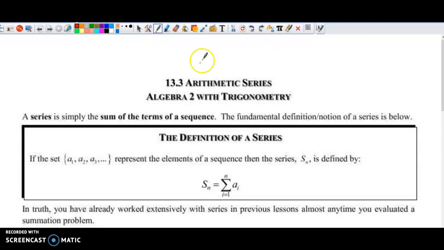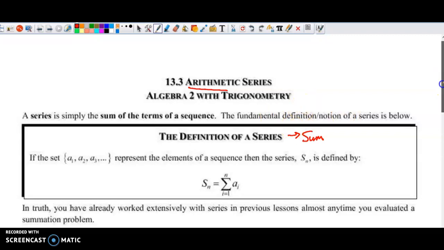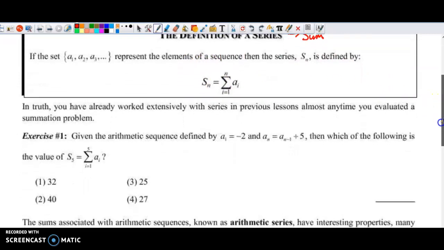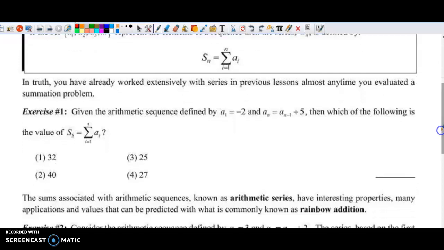We're continuing with Arithmetic Series, and the word series is basically us talking about the sum. So what's the difference between a sequence and a sum? A sequence would just be a list of numbers, and a series would be the sum of all those entries.